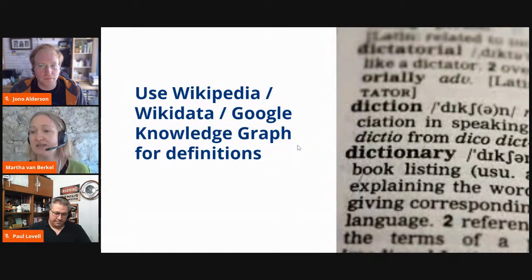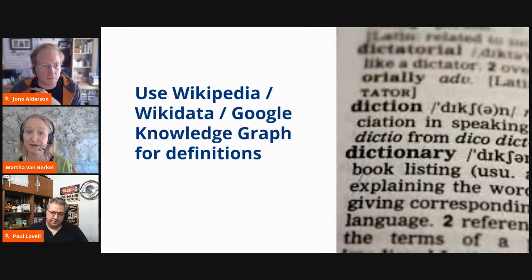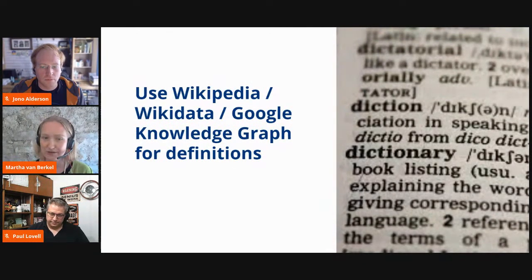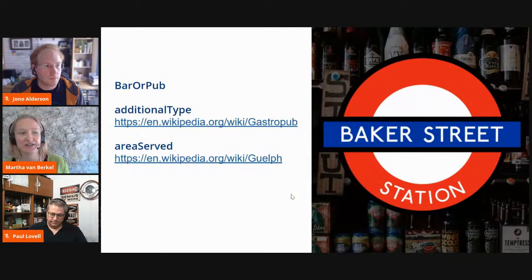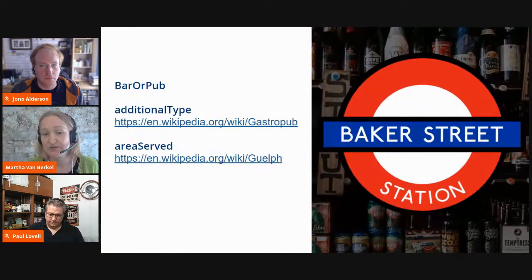The other piece I think is really key is how we start connecting and defining things beyond our own definition. If we define them within our own business, that's great. But there are things like Wikidata, Wikipedia, and Google's Knowledge Graph that already define a lot of these entities. Baker Street Station is one of my favorite gastropubs in town. An example of how you can start using Wikipedia, Wikidata or Google's Knowledge Graph is on properties such as areaServed. They serve Guelph, which is the city I live in. I don't have to define Guelph because it's already defined in Wikipedia, or Wikidata, which we like even more because it's more specific and takes the language piece out of it.